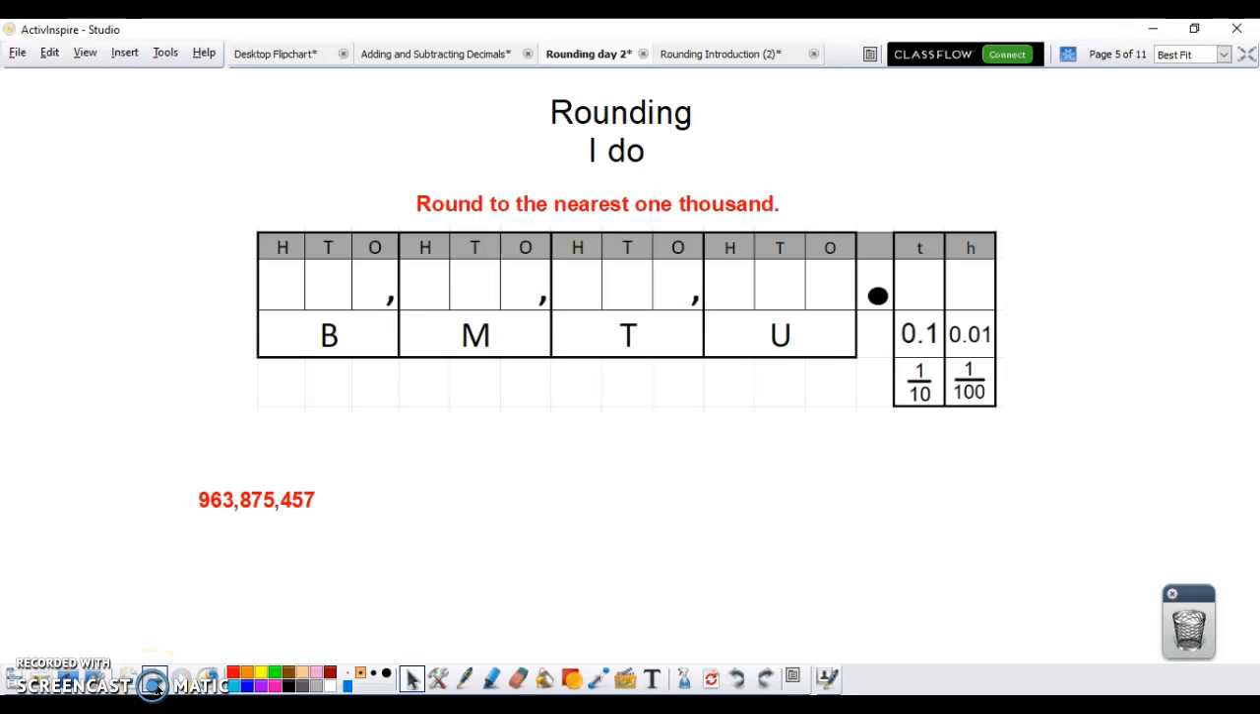Okay, so now we're going to model a rounding problem. In this particular problem, it's asking us to round the number to the nearest 1,000. What we can do is utilize our brand new place value chart. We can grab the number and place it up here.